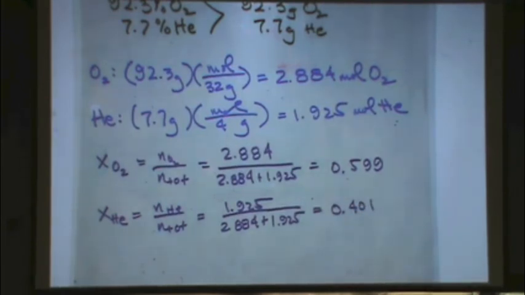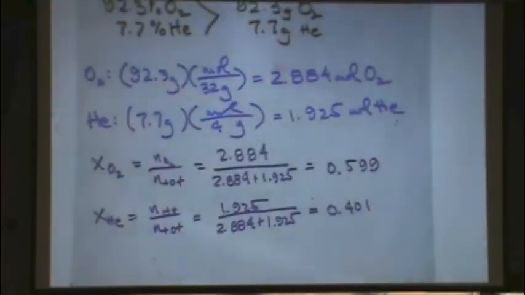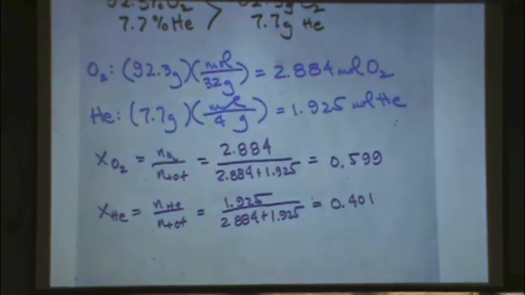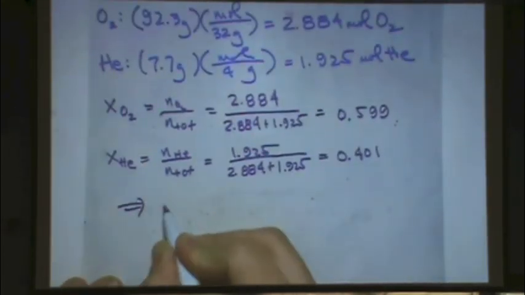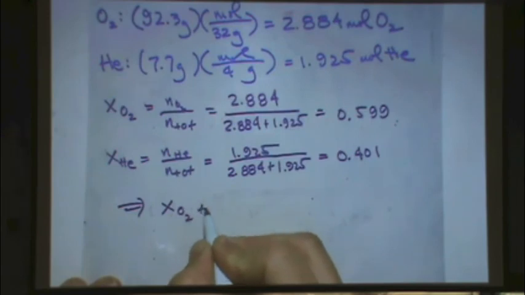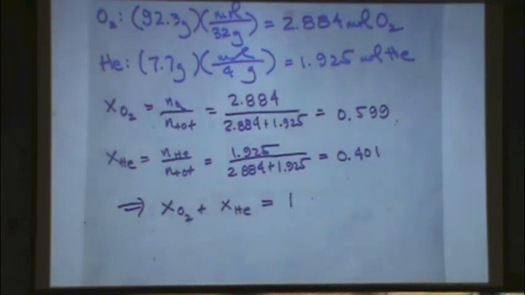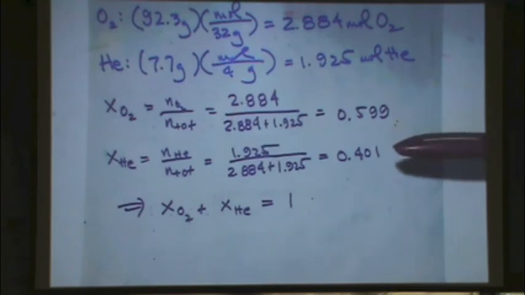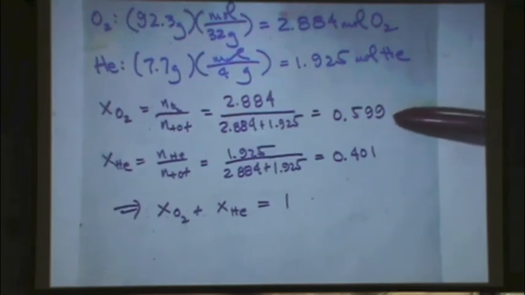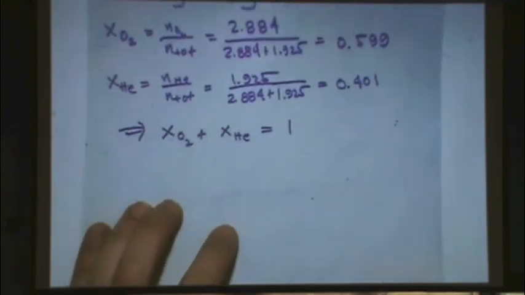Let's take a little pause for a second. What do you notice about those two numbers? They add up to 1, which if you didn't know, now you'll know. The sum of the mole fractions, in this case these two, will always equal 1. The sum of the mole fractions always equals 1. So instead of doing the second calculation, I could have said 1 minus this number will equal 0.401. That would have been an alternate way to do that calculation.